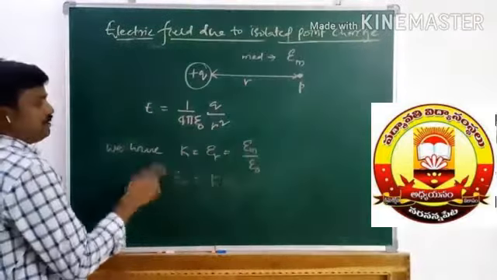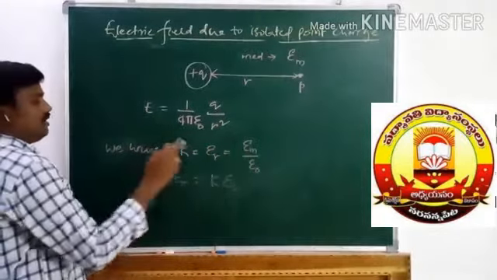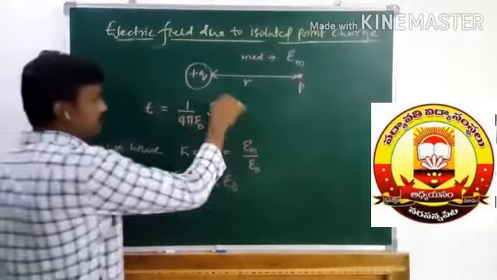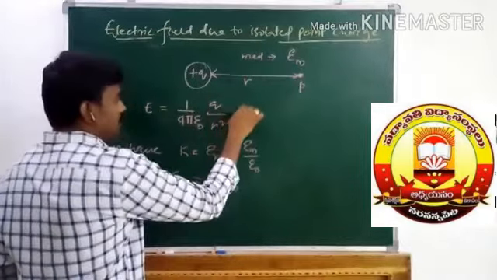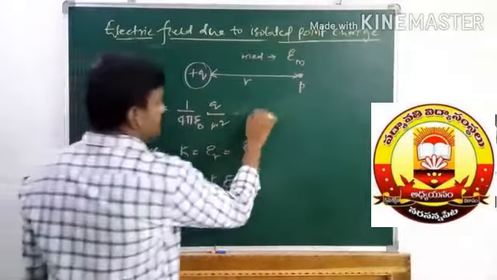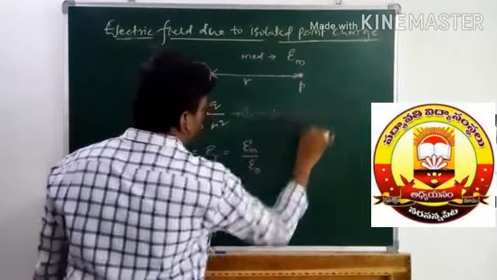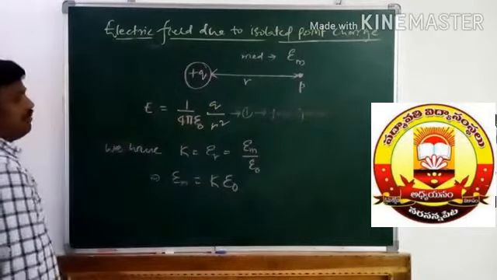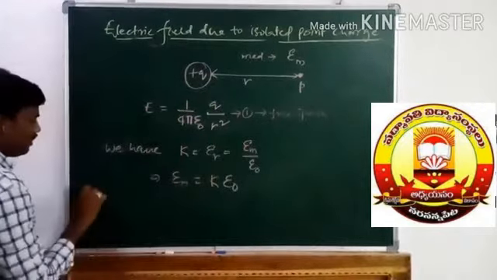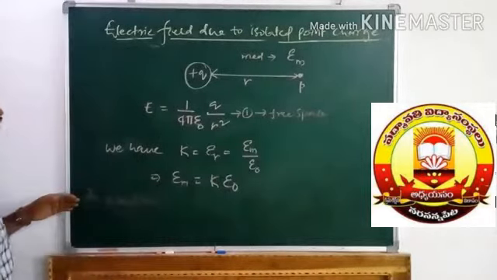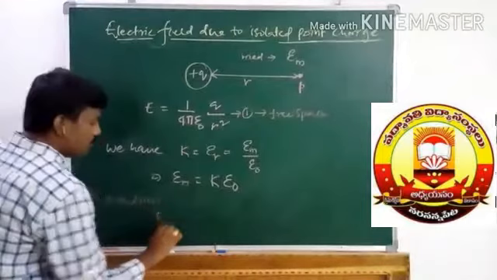So in place of epsilon m we have to write K into epsilon m. So this is going to be the generalized equation. Let us take this as the equation. In free space, there is no medium, we can write this. But in a medium, we can write E medium. I am going to write it as a suffix.